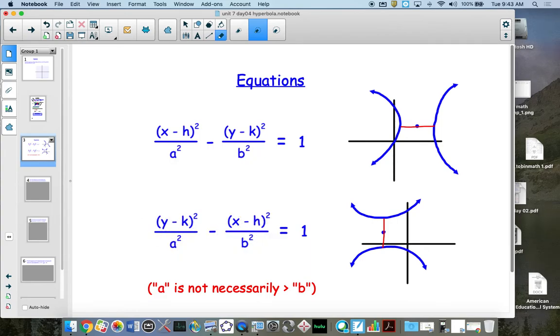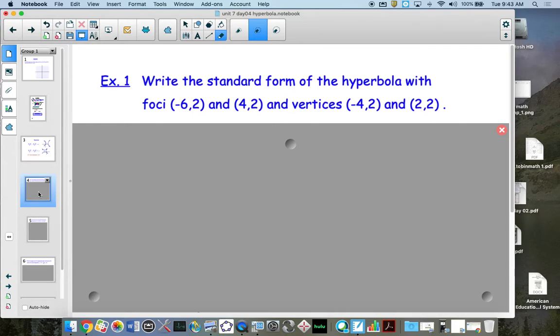So when we're trying to come up with an equation, the first thing you have to decide is which orientation we are dealing with, and that'll tell us how to set it up. And as I mentioned a little while ago, that value of a is not necessarily greater than b. So let's go through, I think I have 3 examples here. Let's go through a few examples.